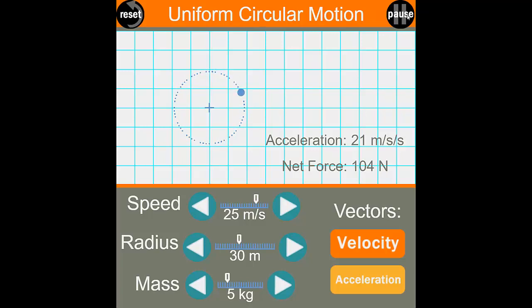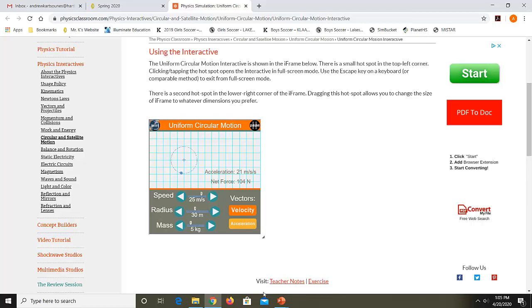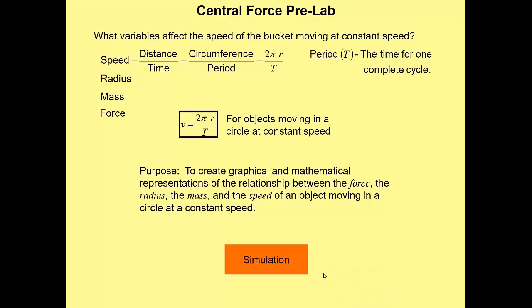We actually use this in class even if we're in class because it's really hard to control this lab and control all four things and be able to measure three. It gets a little hard. So that's how we're going to use the simulation.